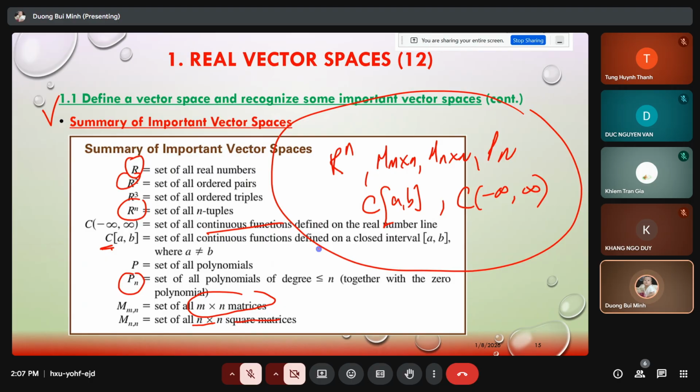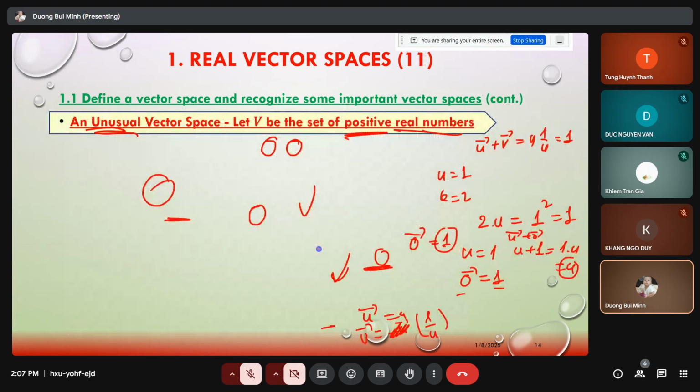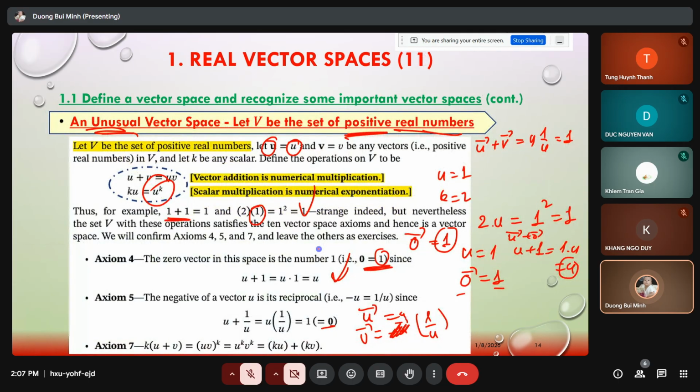Some students ask me about this one. We define for ourselves: we say u plus v is u times v, and k times u is u to the power of k. To remember, this is the set of positive real numbers.